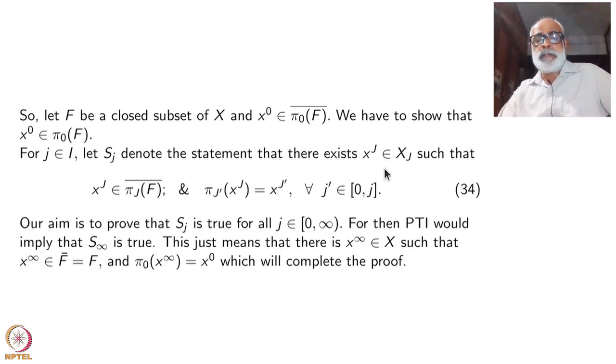Why am I making this statement? Examine the statement for S infinity. What is the meaning of the statement at S infinity? That means there is a point x_infinity inside X. This infinity will now mean 0 to infinity, which is just the whole space I have told you. So x_infinity will be inside X such that x_infinity is inside pi_infinity of F, which is again F bar, but F bar is F. So x_infinity is inside F, and this means that in particular pi_0 of this x_infinity is x_0.